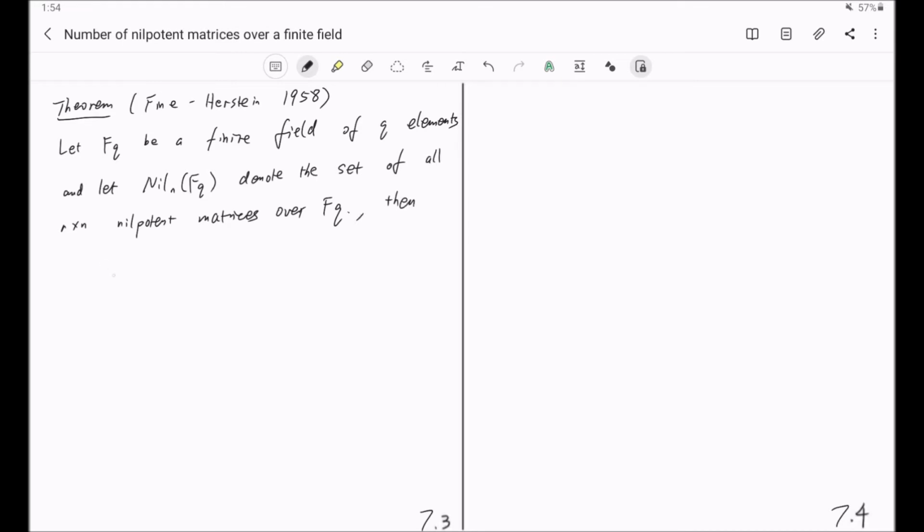Then the cardinality of it is equal to q raised to the power n squared minus n. The proof is due to Gerstenhaber. We'll prove this by induction on the size of the matrix n.